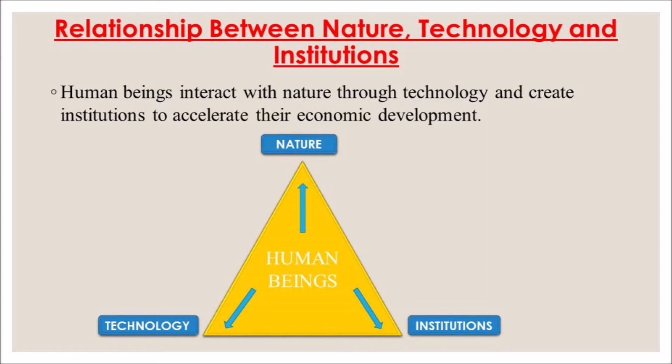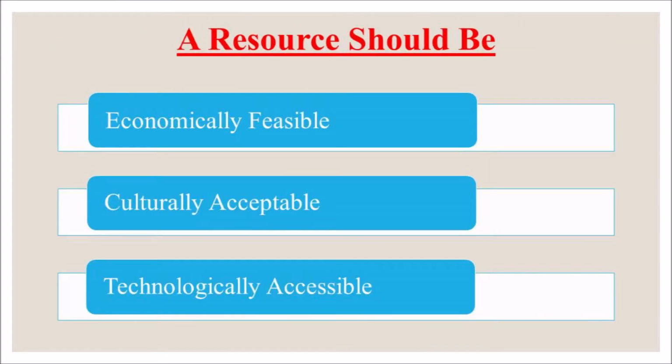In this slide, we can see the relationship between nature, technology and institutions. And the formal definition for this given mind map is, human beings interact with nature through technology and create institutions to accelerate their economic development. Children, here humans are involved in the process of transformation of things available in the environment through technology and create institutions to increase their economic development. Mainly, human beings are the main resource and act as an essential component of resources.